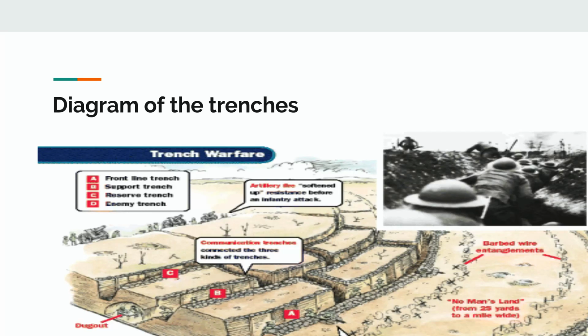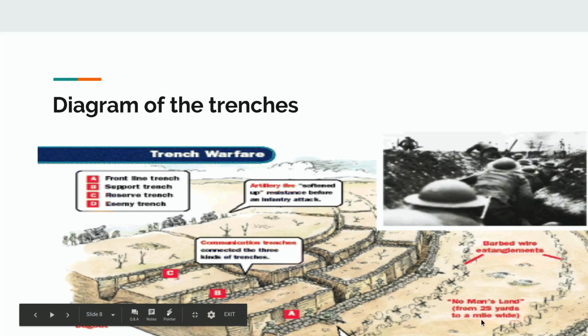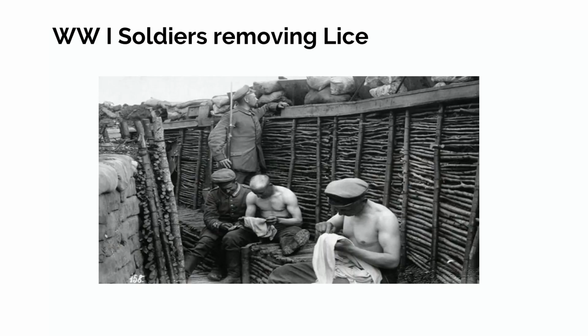Again, here's a diagram of the trenches, just sort of showing you how complex and laid out they were. Of course, the no man's land you see over here could be anywhere from 25 yards to a mile wide. You notice they put up all the barbed wire and things to try to make it difficult to cross through and get over those particular areas. Here's a picture of some World War I soldiers removing lice from their clothes. Of course, it looks pretty tedious, and having to deal with it had to be unbearable.